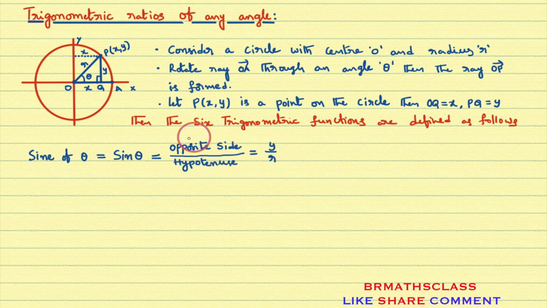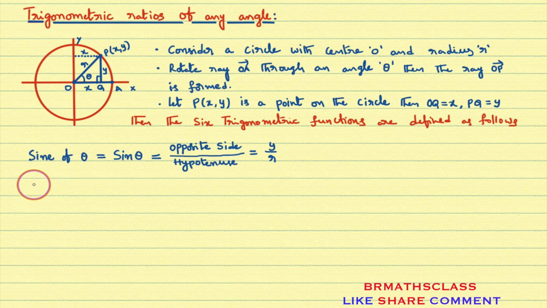Observe this: opposite side by hypotenuse occurs in a right angle triangle only. This formula is restricted only to a right angle triangle. And y by R is defined for any angle theta, which we will discuss in the next class. Right now, what we need is that sine of an angle theta is denoted by sin theta and is defined as opposite side by hypotenuse. This formula works in a right angle triangle, and it can also be written as y by r. This y by r works for any angle theta.